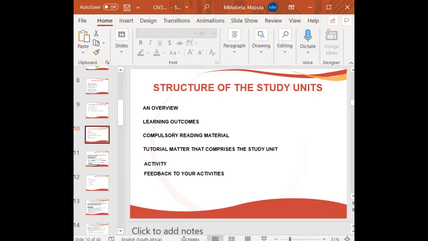To gain maximum benefit from the study guide, it is important, ladies and gentlemen, that you understand how each study unit has been structured, because they each deal with a specific aspect of the tutorial matter. Each study unit consists of an overview, which is a brief summary of what the study unit is all about, such as a description and analysis of a particular jurisdictional principle, procedure, and processes.